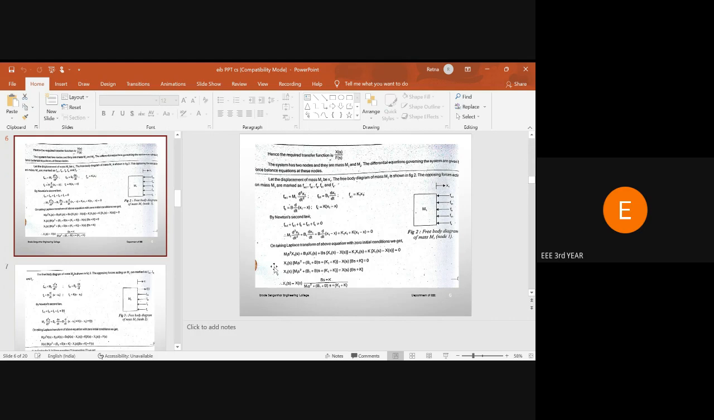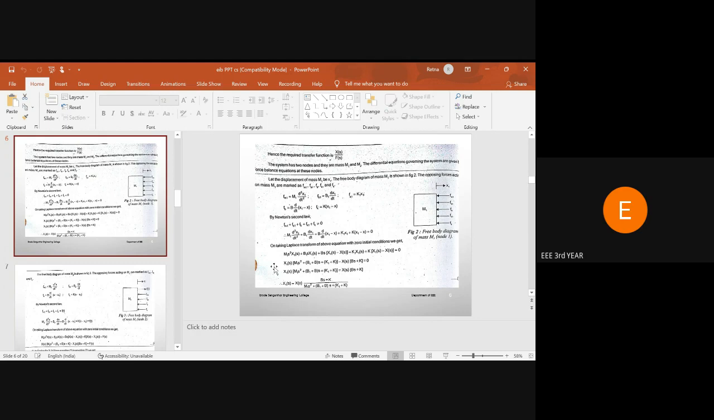Next, b s into x1 of s minus x of s. Next, Laplace transform of x1 equal to x1 of s. So k1 into x1 of s plus k into x1 of s minus x of s. This is the Laplace transform of the above equation.